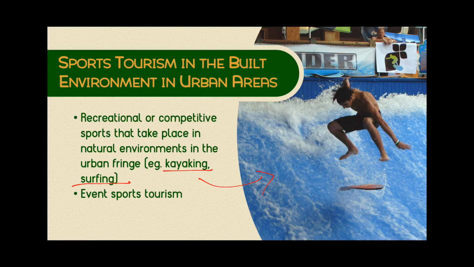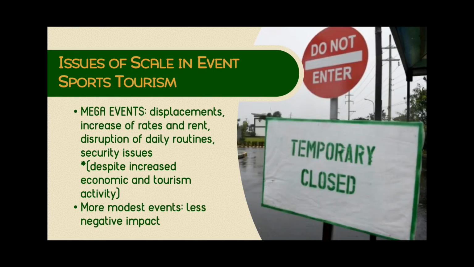And of course, another built environment that puts this all together are event sports tourism, such as regional sports events, international sports events, championship meets, and of course, Olympics. So, the scale of the sports event, the larger the scale, the more problems and issues it brings. So, for mega events, such as the SEA Games, the regional games, Olympics, what are the issues that can be found? First one, of course, we have displacements.